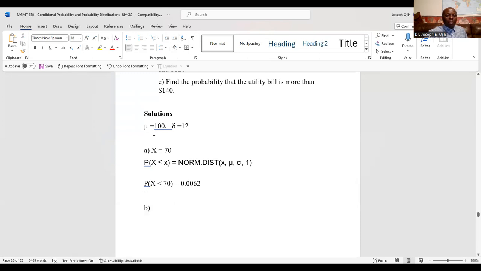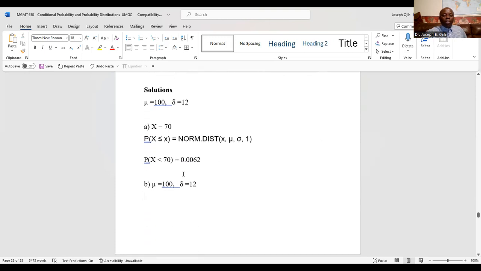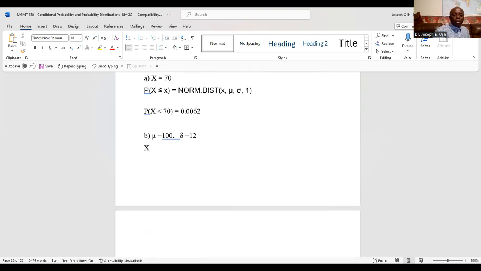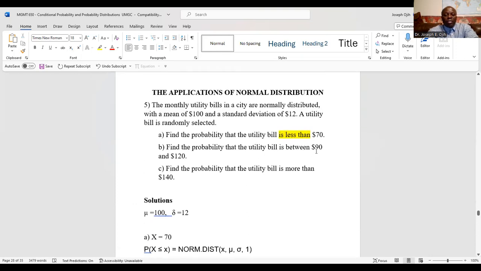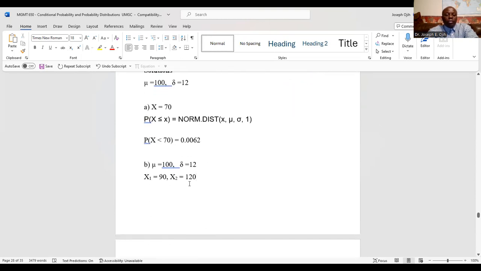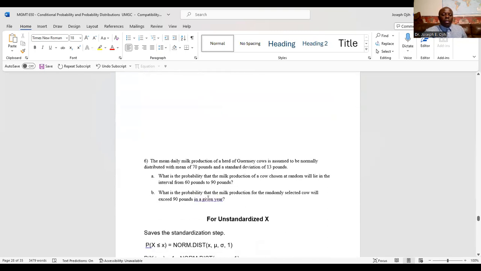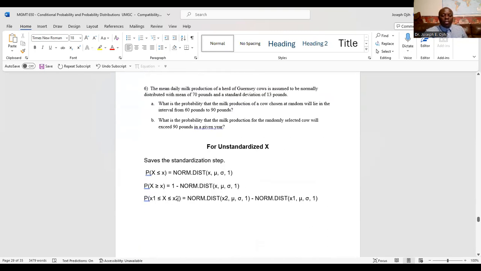Part B says, remember the mean is still the same and the standard deviation is still the same. The only thing that changes is the X value. Here we have two X's, between 90 and 120. That means our X1 equals 90 and X2 equals 120. So, between 90 and 120, the formula we'll be using is this one here, between X1 and X2.